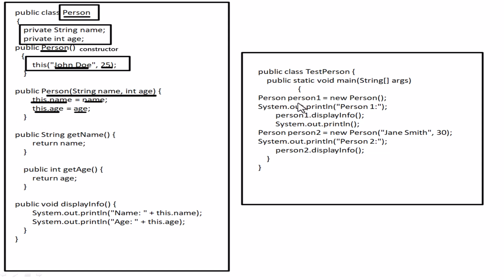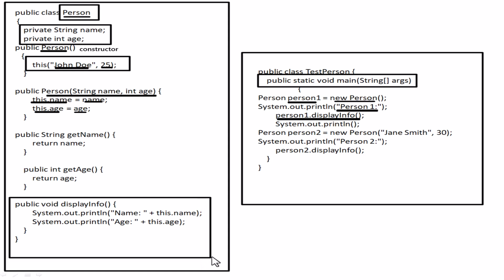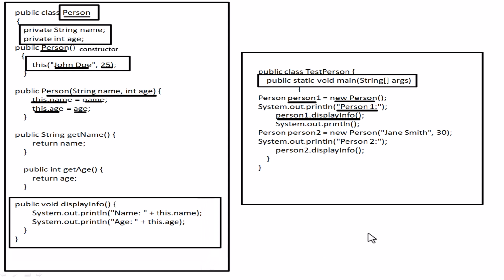So here if you are going to say person1 equal to new Person. Test person has a main method, Person doesn't have a main method. Now here you are going to print person1. Person1 is an object. By using person1.displayInfo, you are going to call displayInfo, which is a method that is going to display the details. We have just given System.out.println to give a blank line.